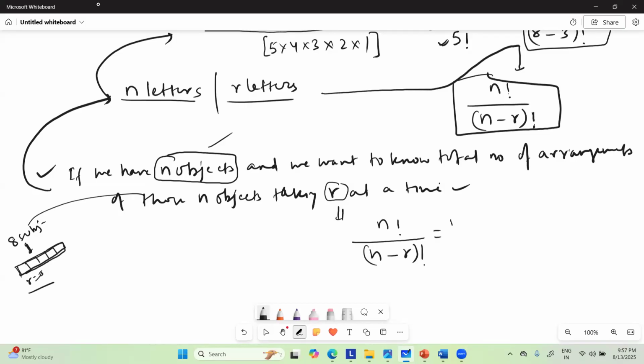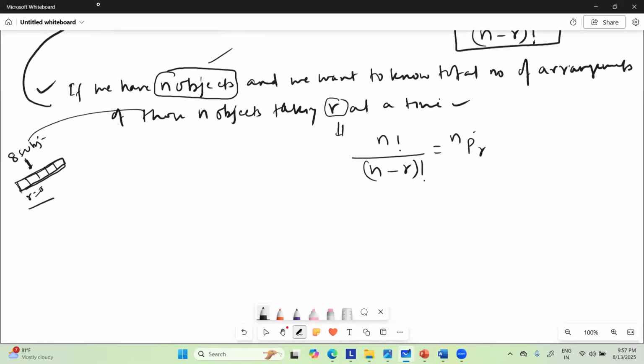And we called it nPr. So it is the permutation of, if you want to simplify more, you will call it the permutation of n objects taking r at a time.